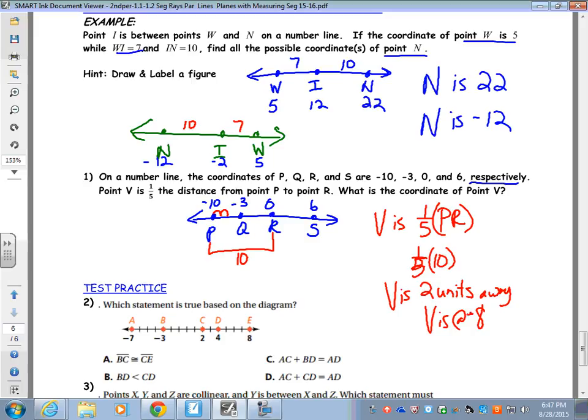Or I could do it as a proportional relationship. So I could look at, well, we're trying to compare P to V, because we're trying to find where this point is, out of P to R. And I know it has to be 1/5, because that's the distance, the ratio. Well, I don't know what P to V is. That's X. I know P to R is 10, 1/5, and cross multiply. I get X is 2, and then again, if I move it 2 units, we get V is negative 8.